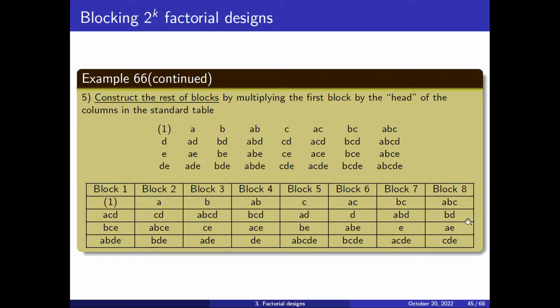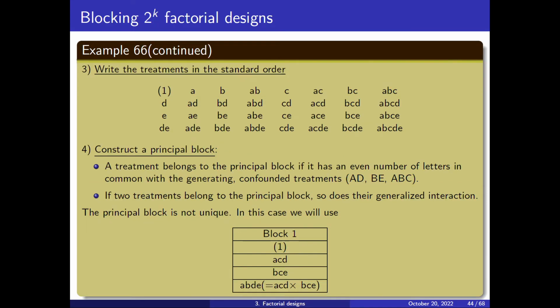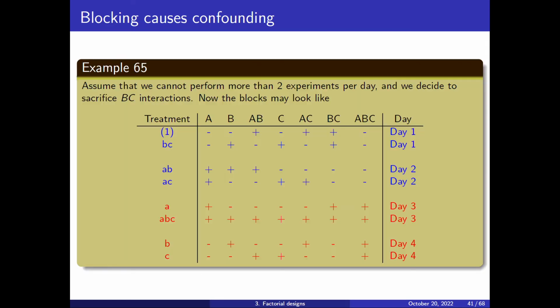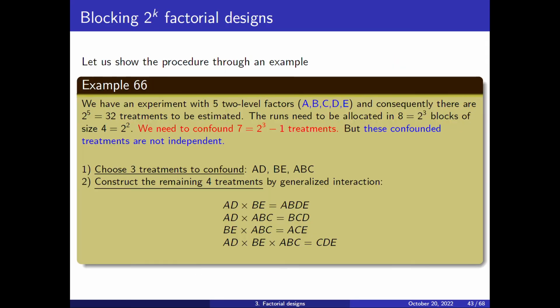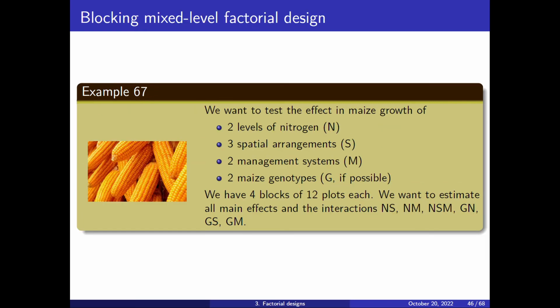Now we have all the blocks and the 4 runs that we have to run in each one of the blocks, because we have designed it. So it is not that we are only able to analyze what the confounding patterns are, but now we are able to design it. And here is a more advanced example. Let's say that we want to test the effect on maize growth of 2 levels of nitrogen, 3 spatial arrangements, 2 management systems, and 2 maize genotypes.